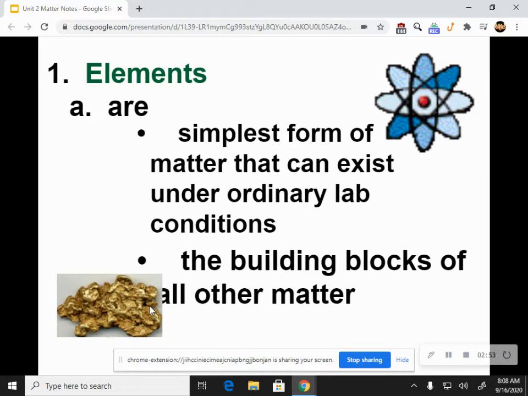So you'll find out in biology, you go from atoms all the way to organisms. So atoms to molecules, molecules to cells, cells to tissues, tissues to organs, organ systems, and then body.